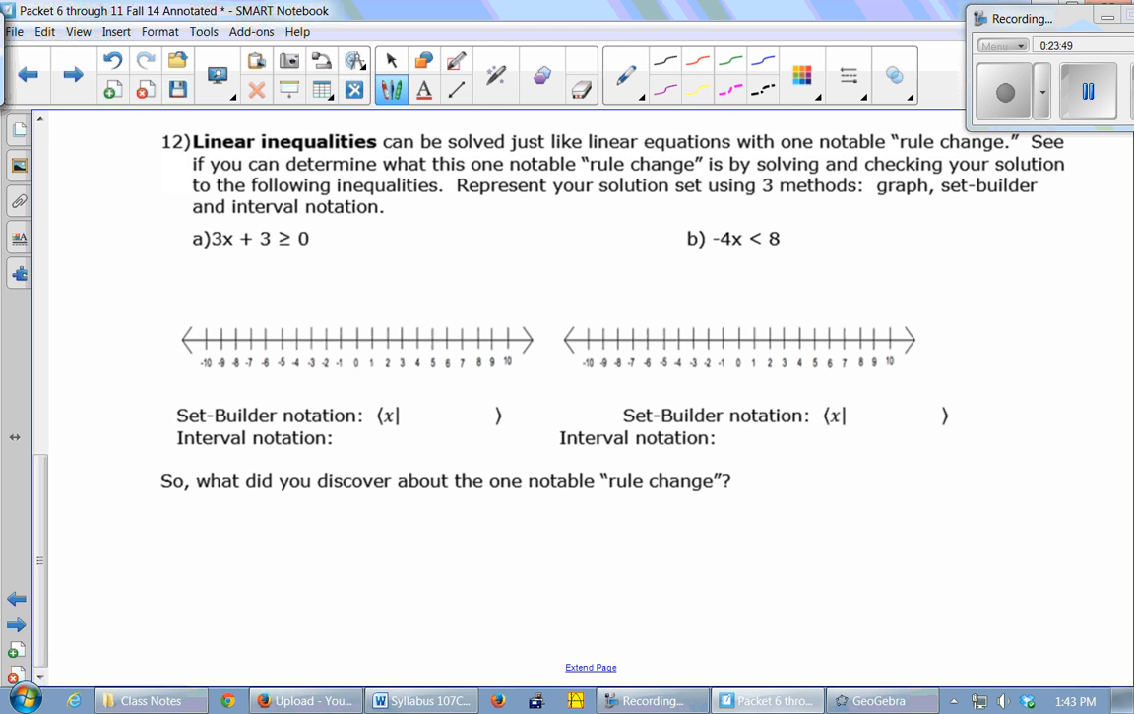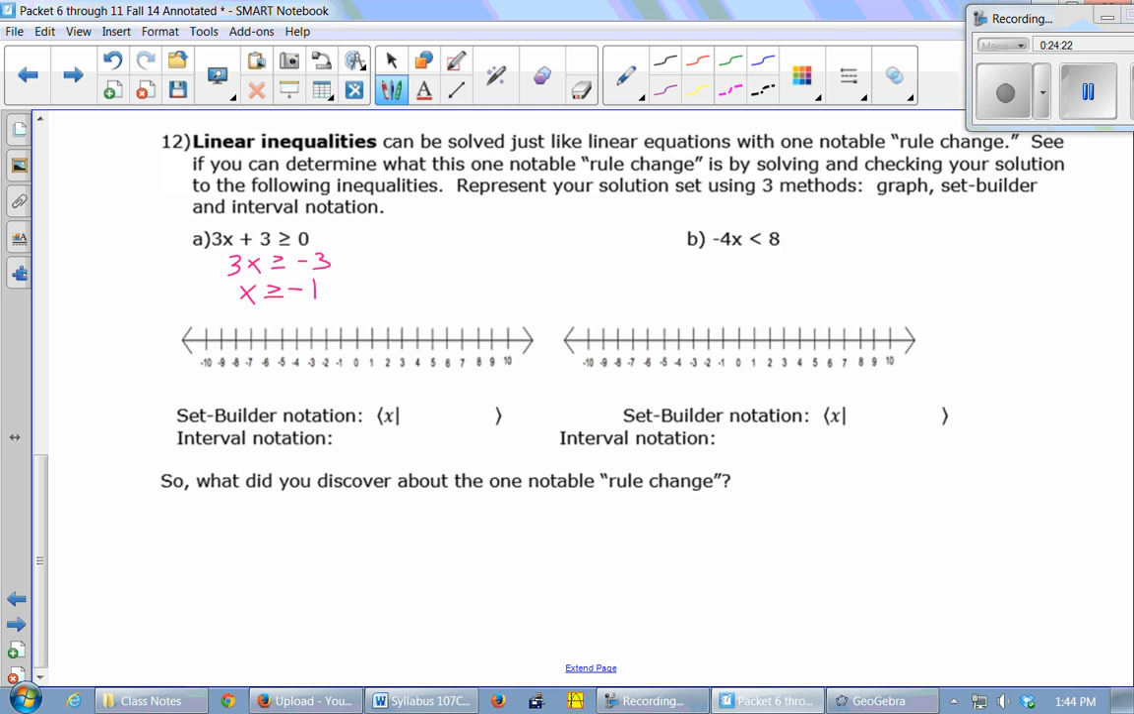Okay, so linear inequalities can be solved just like linear equations. You just do the exact same stuff that you already know how to do with one notable rule change. So see if we can figure out what this rule change is by solving and checking these two problems. All right, so 3x plus 3 is bigger than or equal to 0. I just want to solve this thing for x. Pretend there's an equal sign there and just do everything you would normally do. So I have 3x is bigger than or equal to -3, x bigger than or equal to -1.